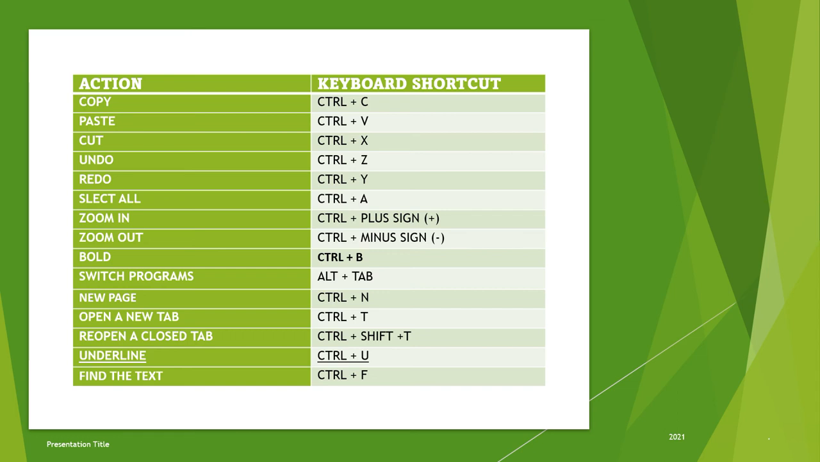And another one, if we want to make our words bold, we need to press control plus B. Once we press control plus B, the data will be bold. And for example, if we want to move from one tab to another tab, or switch the program, for example, we are working in one window and we want to move, we need to press alt plus tab. Once we press alt plus tab, we can switch the window.